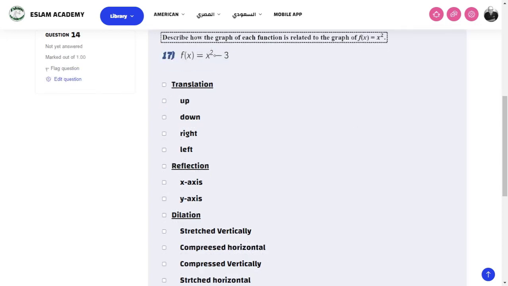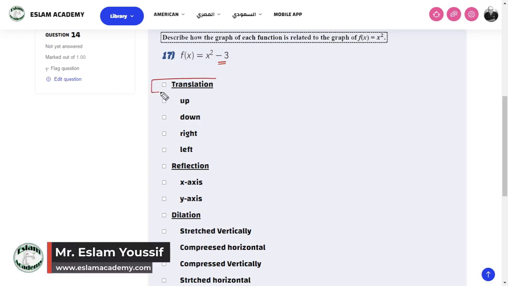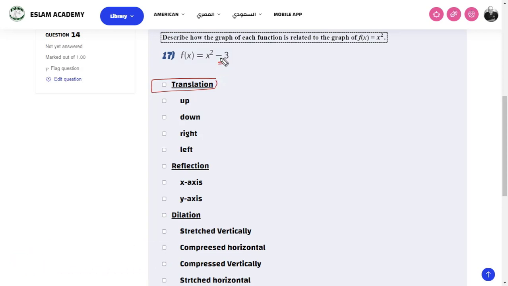F of x equals x power 2 minus 3. You will find that the only difference here is that we subtract 3. Adding and subtraction means we have a translation. Once we have adding and subtracting outside the bracket, it means the graph will be shifted up or down. But we have minus here, so the graph will be shifted 3 units down.